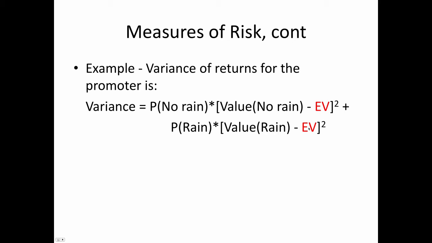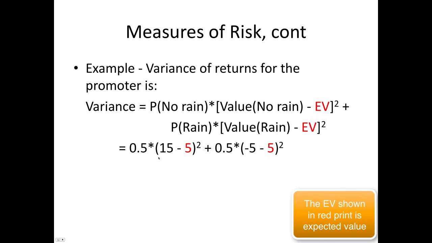If I substitute in the respective numbers, I end up with this equation. 0.5 is the probability of no rain. 15 is the value to the promoter if it doesn't rain. I subtract 5, which is the expected value, and I square that difference.